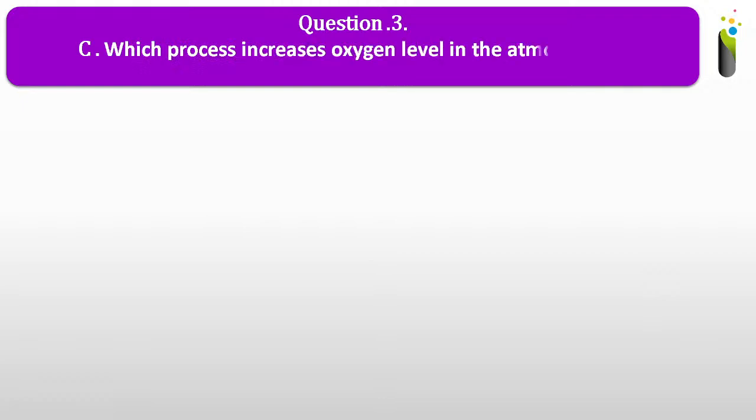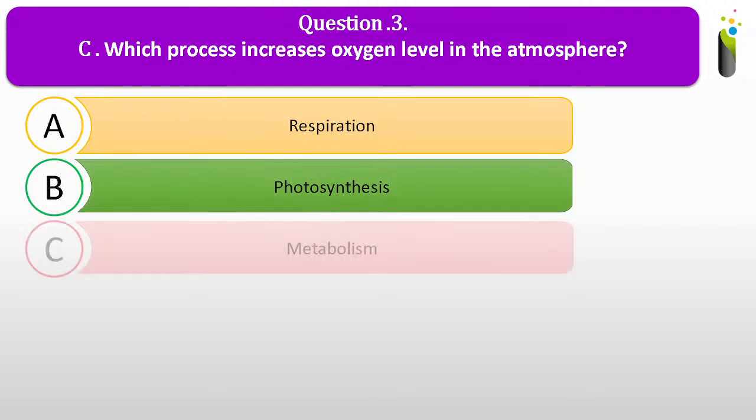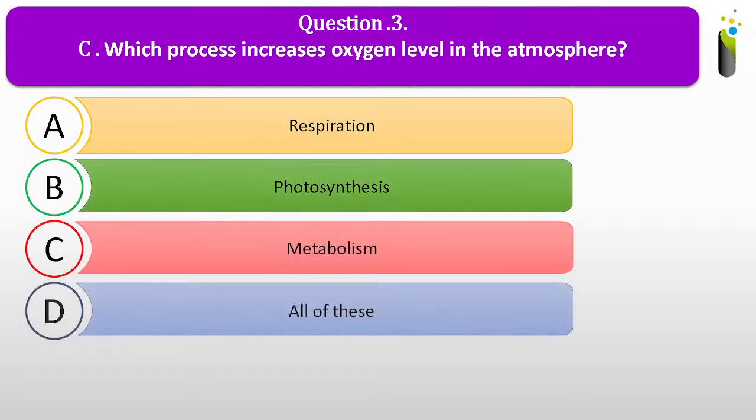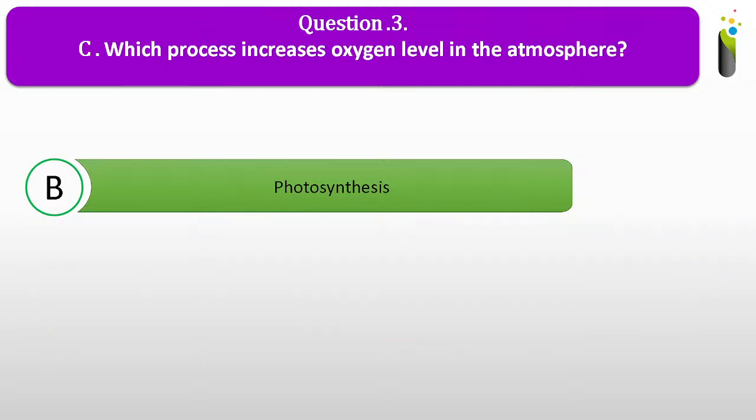Question number 3C. Which process increases oxygen level in the atmosphere? A. Respiration. B. Photosynthesis. C. Metabolism. D. All of these. Quite an easier question. Be fast. So the process that increases oxygen level in the atmosphere is photosynthesis.